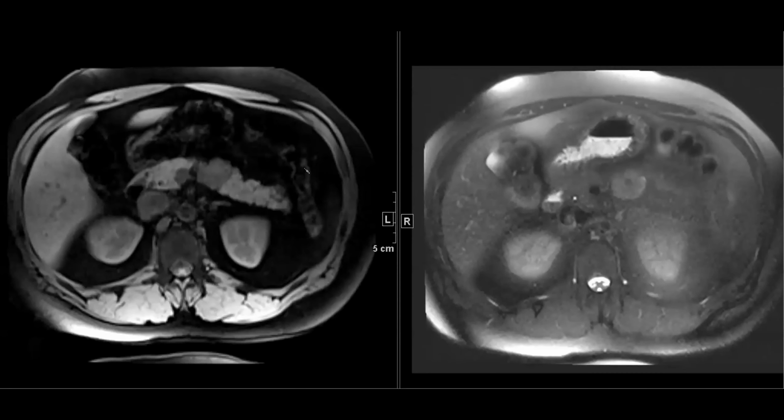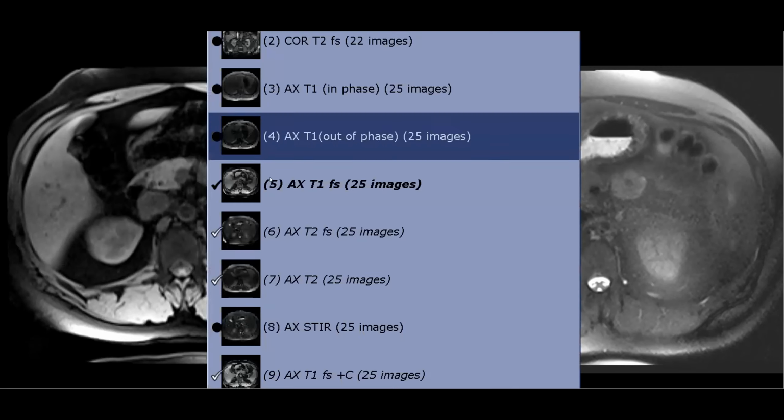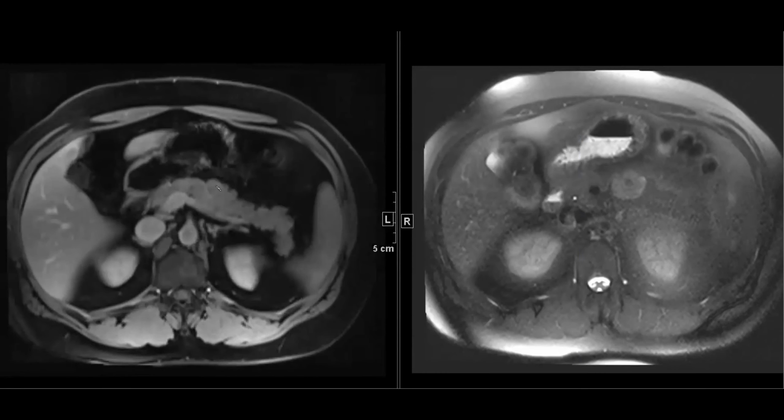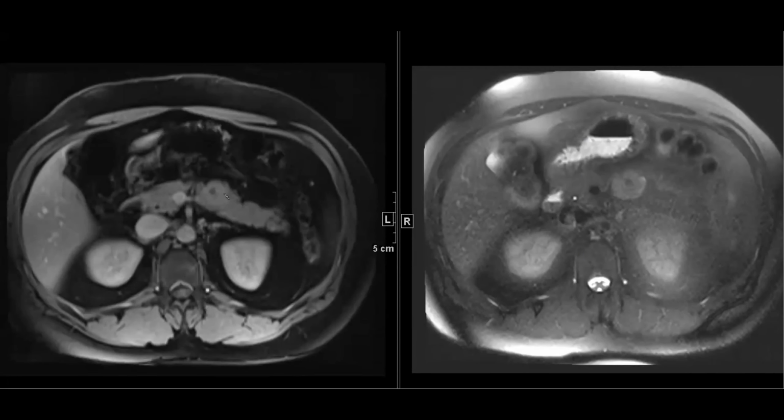This was also a young male, a 22-year-old male with this lesion in the pancreas. You can see it's pretty solid looking, but a little T2 bright. And on the post-contrast, it pretty homogeneously enhances, so it looks like a solid mass. This was also a SPEN tumor or solid pseudopapillary neoplasm.